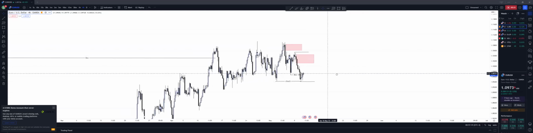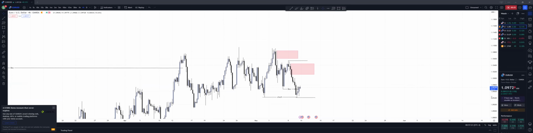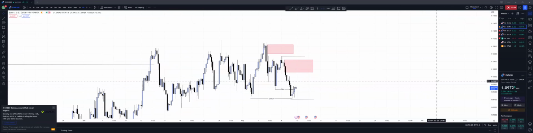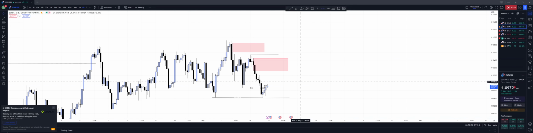Well, hello guys. So I'm going to be analyzing a few pairs tonight. I'm going to be analyzing pre-London. This is the Euro Dollar pair, and for starters, the first thing I'm doing right now is I'm in the 4-hour time frame trying to understand market structure.